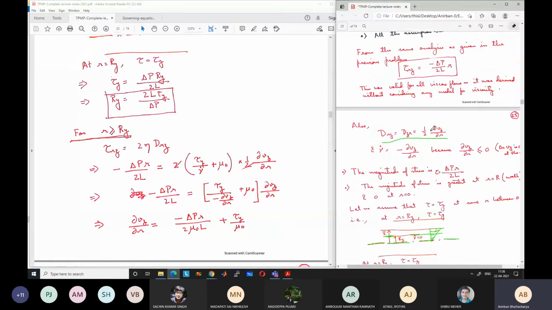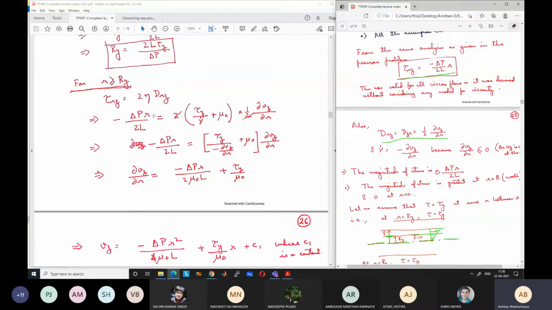So now we can write this as minus delta p r by 2l is equal to 2 times tau y by gamma dot plus mu 0 into half dou vz dou r. Then you can just do some rearrangement. 2 gets cancelled. So minus delta p r by 2l is equal to tau y by gamma dot plus mu 0, again we have found that this is equal to minus dou vz dou r.